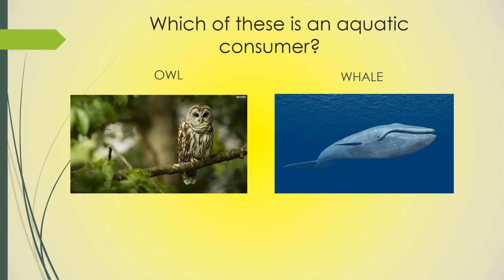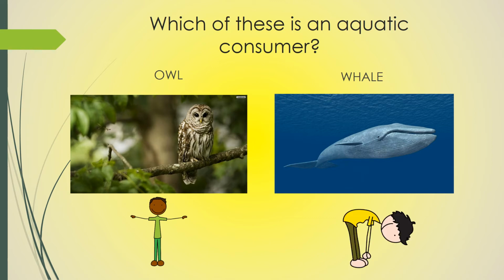Which of these is an aquatic consumer? The owl or the whale? If you think it's the owl, you're going to do arm circles. If you think it's the whale, you're going to do toe touches. Ready? Go. The answer is whale. So toe touches was the correct exercise.